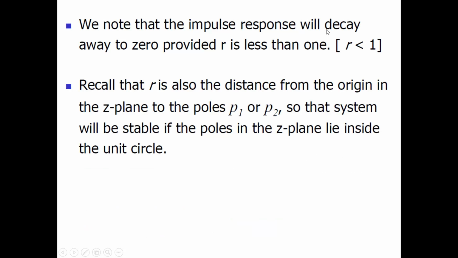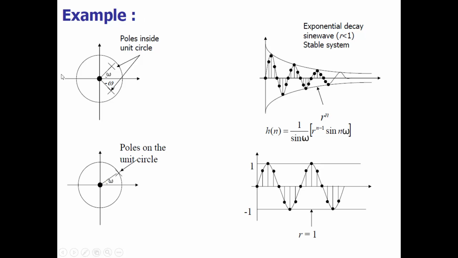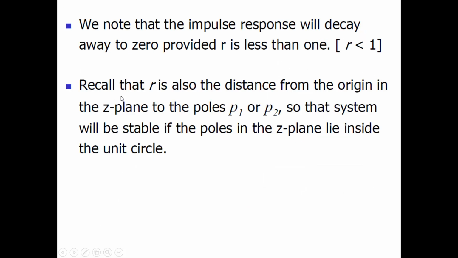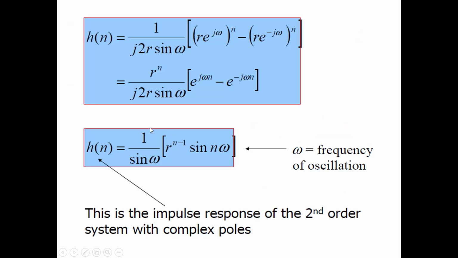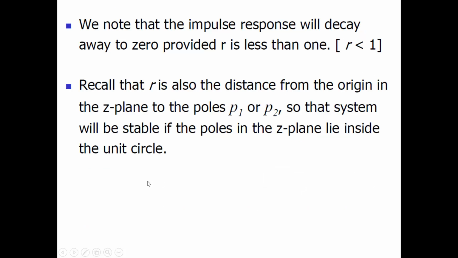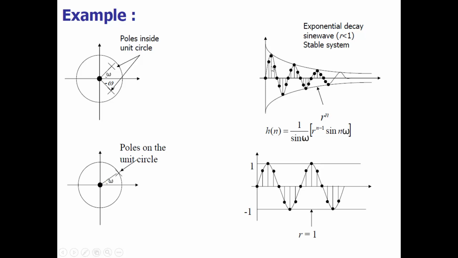We note that the impulse response will decay away to 0 provided r is less than 1. If two complex conjugate poles are there and r is less than 1, you get a sinusoidal response because there is a sine function here. Because of this sine function, the function will look like a sinusoidal waveform, and it will be an exponentially decaying sine wave when r is less than 1. So it is a stable system.